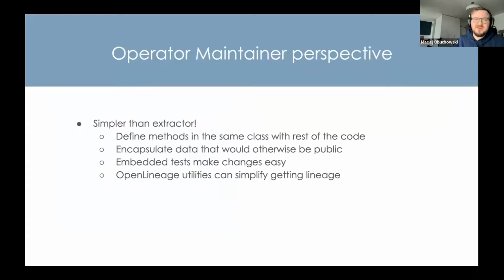So from the operator maintainer perspective, if you define the operators and maintain them, and you want to have lineage, it's way simpler than the extractor, right? Because, as I said before, you don't have to expose some data and have some undefined contract. You define methods in the same class with the rest of the code. The data is encapsulated, and with this OpenLineage API, you can use utilities that can simplify getting to lineage. For example, if you use SQL, then we provide a SQL parser for this.